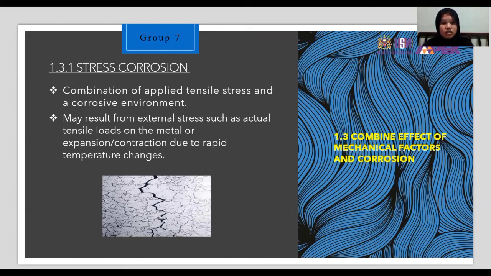Stress corrosion is the combination of applied tensile stress and a corrosive environment. Stress corrosion may result from external stress such as actual tensile loads on the metal or expansion or contraction due to rapid temperature changes. Stress corrosion may also result from residual stress imparted during the manufacturing process.